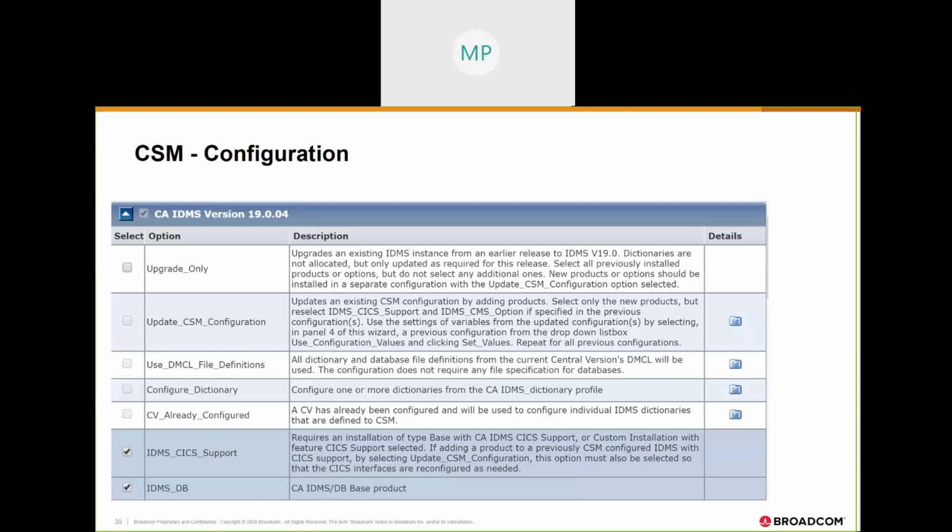This is also where you specify if you're performing an upgrade, and there are 4 options that are unique to CSM. Those 4 options are update CSM configuration, which is basically the same as an add-on install. Use DMCL file definitions. This uses the file definitions from the DMCL, so it doesn't require any files from the VARB list variables. There's configure dictionary, which configures an individual IDMS dictionary. So this can be used if you had extra dictionaries that needed to be upgraded. And then there's CV already configured. So that's when a CV that has already been updated is being used to configure individual IDMS dictionaries.